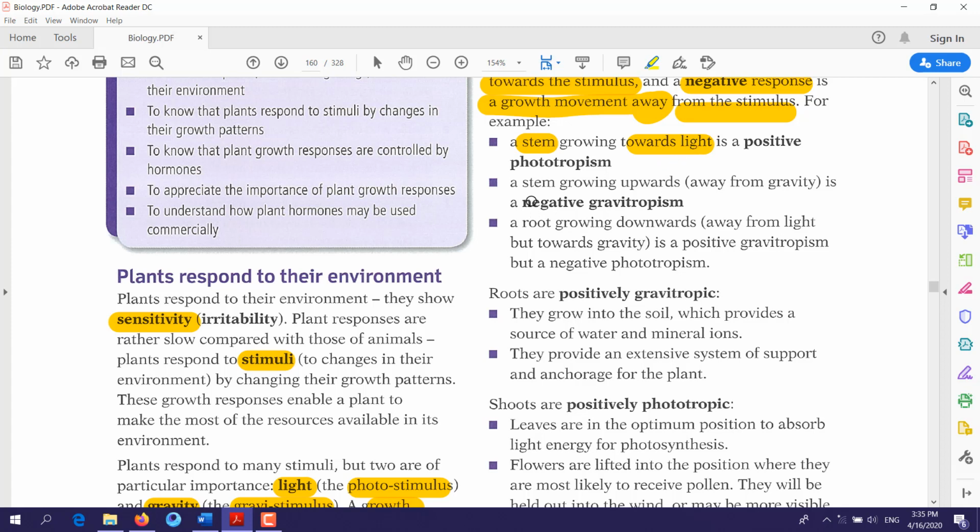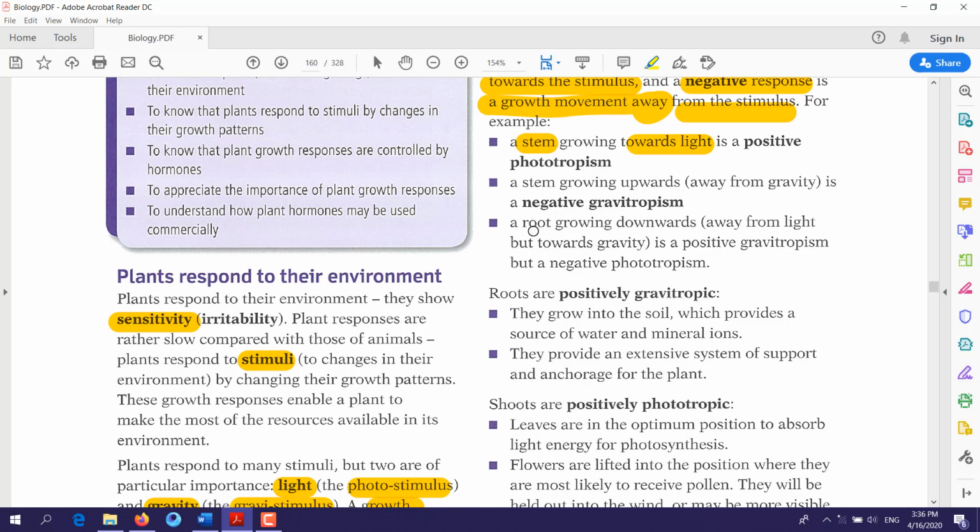Another example. A stem growing upward away from gravity. Now it's negative gravitropism. Why is it negative? Because it's growing away from the stimulus. Why gravitropism? Because here we are talking about gravity. So a stem growing upwards away from gravity is negative gravitropism.